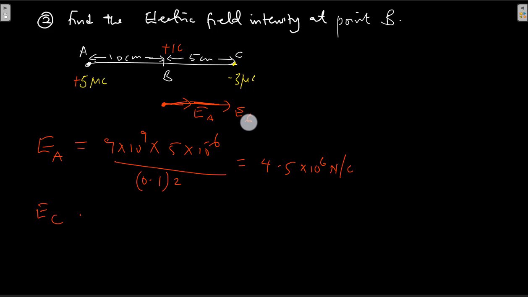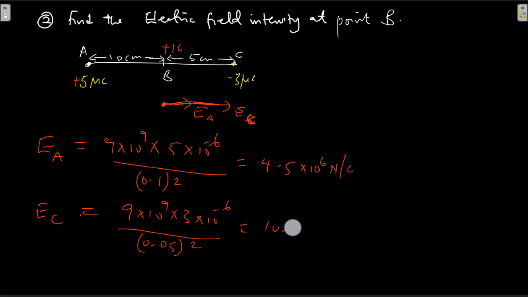Let's find the electric field intensity due to the charge at C. Oops, this has got to be C. The electric field intensity due to the charge at C: 9 times 10 to the power 9, times 3 times 10 to the power negative 6. The distance between B and C is 5 centimeters. That's 0.05 squared. If you plug this into the calculator, you have 10.8 times 10 to the 6th power newtons per coulomb.